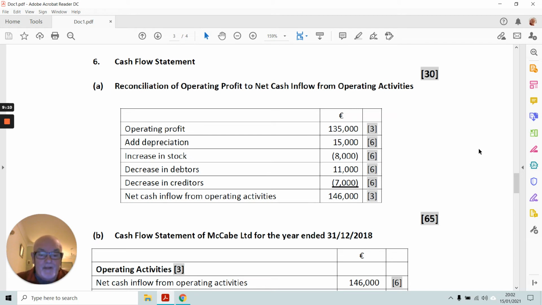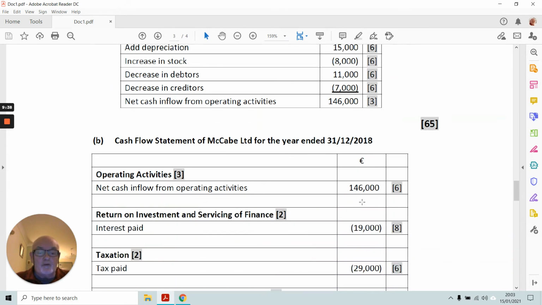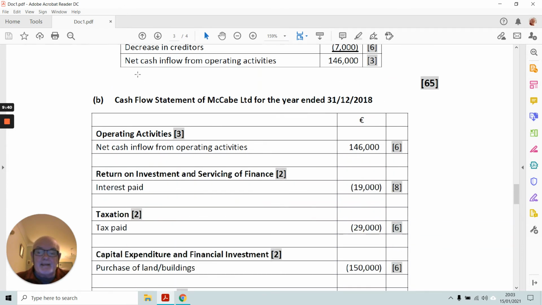And doing all of that then, we find that although we made an operating profit of 135,000, our trading and profit and loss account has actually brought us in €146,000. We're calling that a net cash inflow from operating activities of €146,000. So, if nothing else happened, we should be €146,000 better off. And that's the start of our cash flow statement.